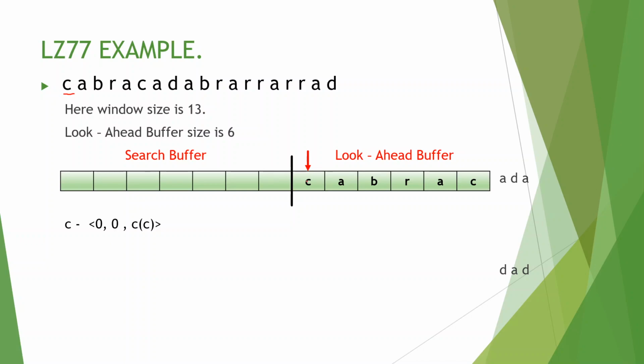Why? Because we search this C symbol in the search buffer, but firstly the search buffer is empty. So our offset is 0, our length of match is 0, and the symbol is C, because no match is found in the search buffer. So we move that C into the search buffer.